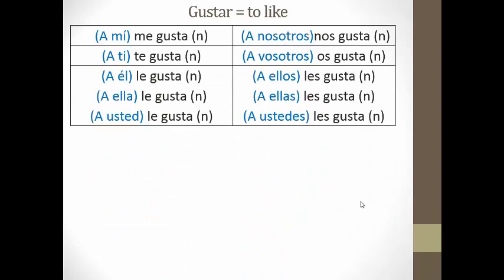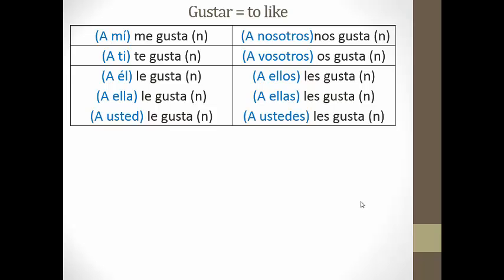As you can see here, gustar means to like. And it was one of the very first verbs we learned in Spanish 1. Remember that gustar is not a normal verb. You can't simply drop the AR and add o, as, a, and so on. It's kind of a backwards verb, okay? And it's used with indefinite articles. So let's take a look at that, and I'll explain to you more of what I mean by a backwards verb. Okay, you may need to pause me here to fill out this chart.